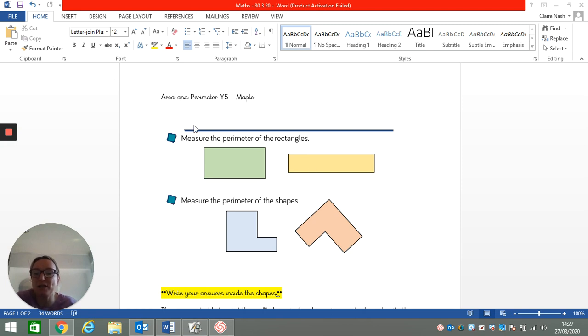So here is your learning sheet for today. Okay, and it's area and perimeter, as you know. And it says on here, measure the perimeter of these rectangles. So I'd like you to do that.